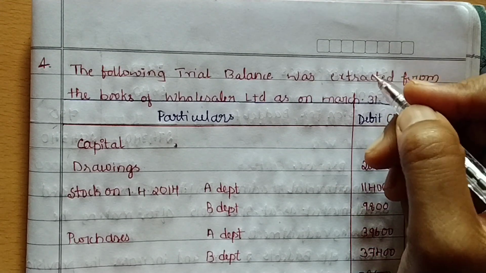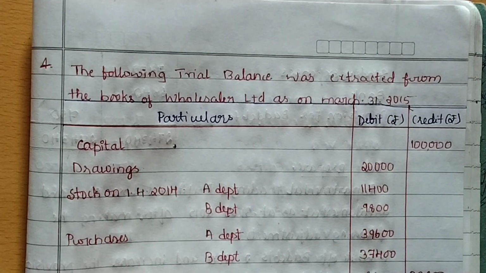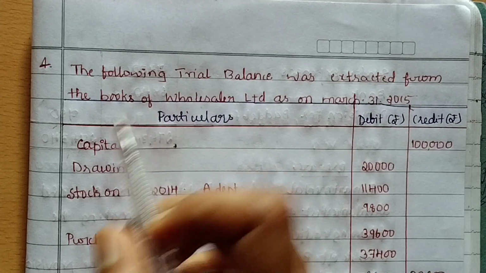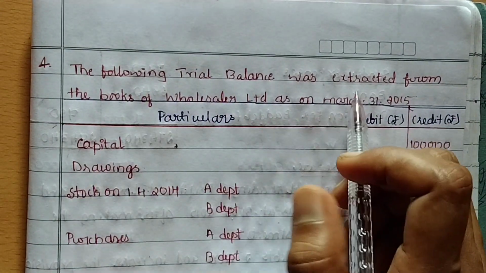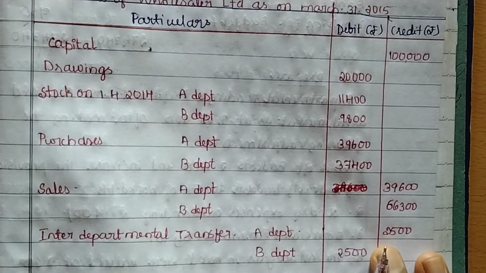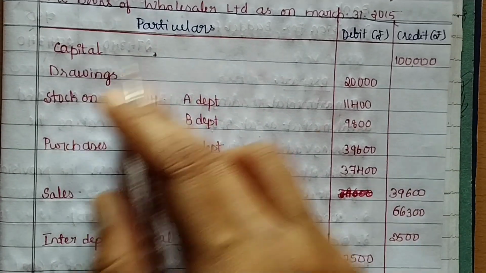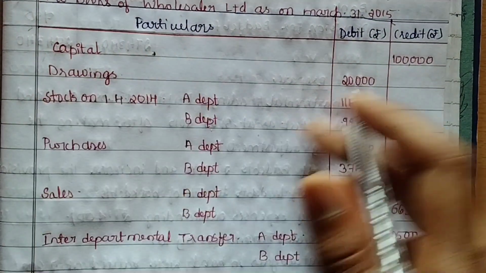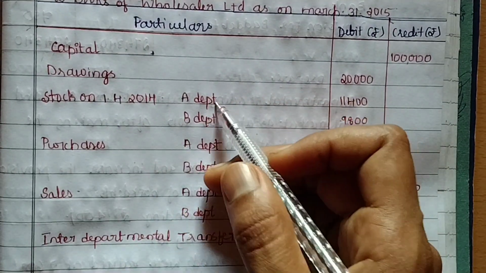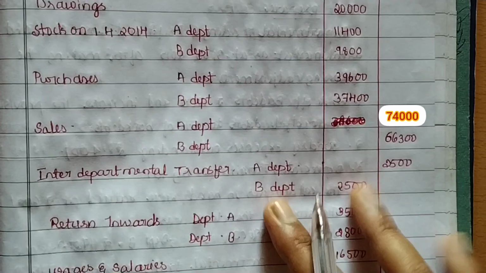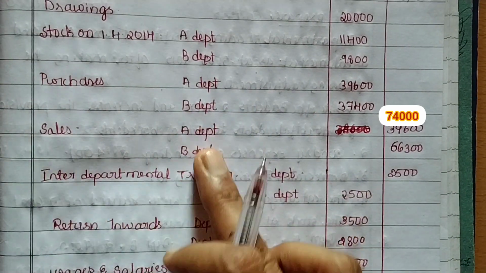Hello students, in this video I am solving the fourth problem of departmental accounts, that is, the following trial balance was extracted from the books of Wholesaler Limited as on March 31st, 2015. In this problem they have given this much information, that is capital, drawings, stock. Here also we have two departments, A and B department, then purchases, sales.